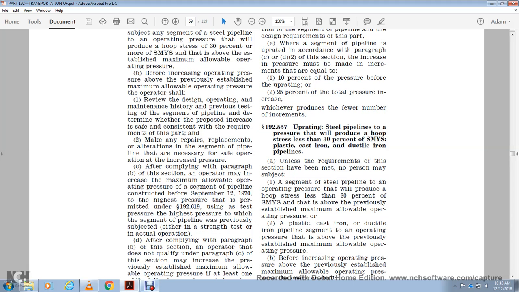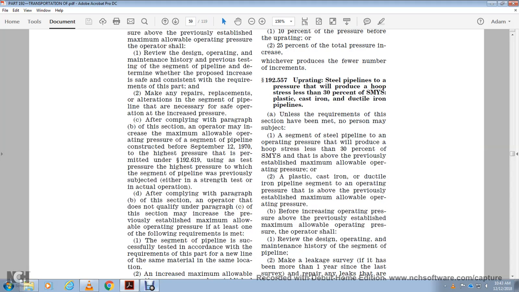After complying with paragraphs (a) and (b) of this section, an operator may increase the maximum operating pressure of a segment of pipeline constructed before September 12, 1970, to the highest pressure permitted in 192.619, unless it is the test pressure or the highest pressure to which the segment of pipeline was previously subjected, either for strength or in actual operation.